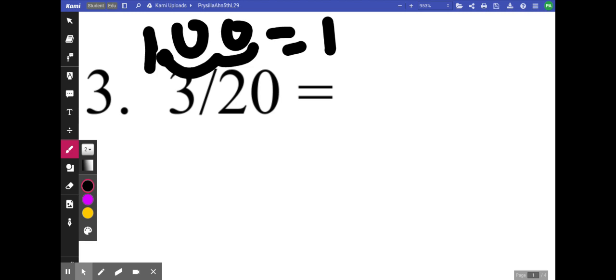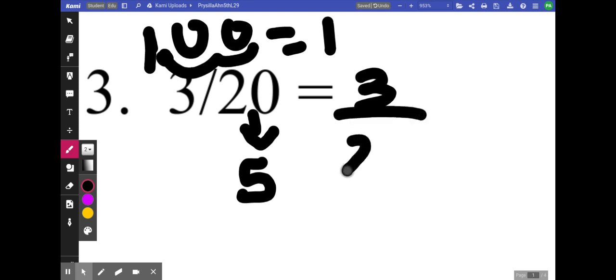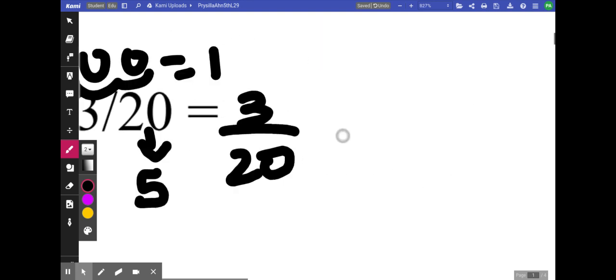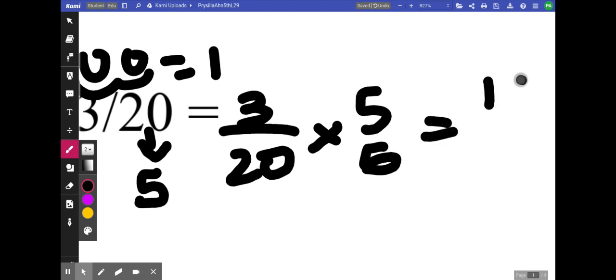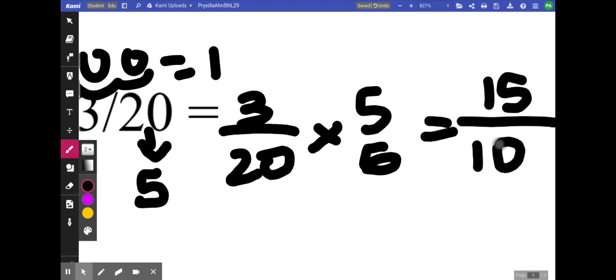You're going to, and only those numbers, figure out what that number is, so in this case it's 20 times what equals 5. 20 times 5 equals 100. Oh, sorry, I meant 100 in the beginning. And so you get 3 over 20. You're going to multiply by 5 and 5. What you do to the bottom, you do to the top. You get 15 over 100.